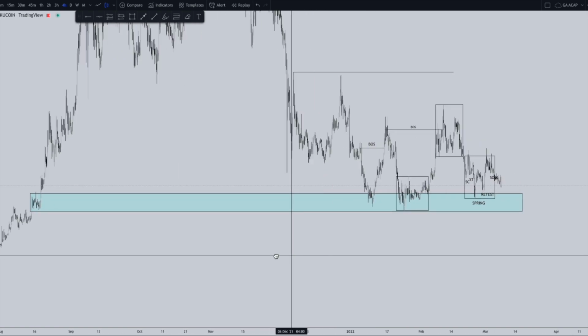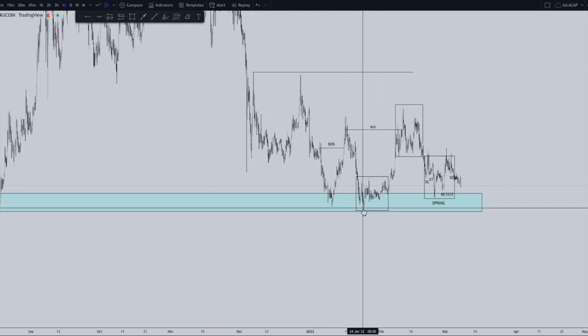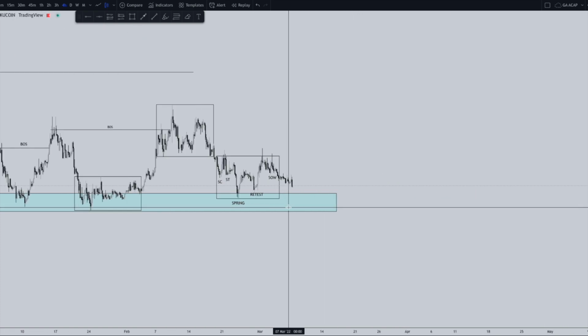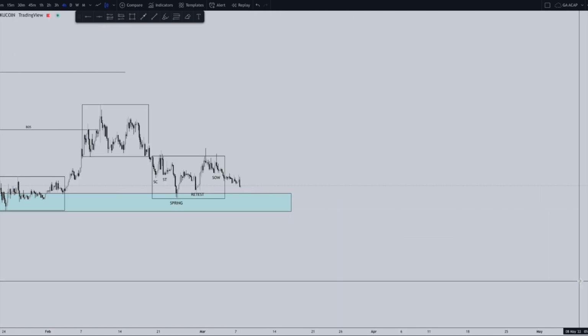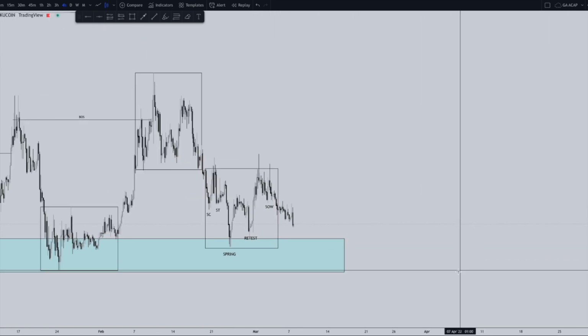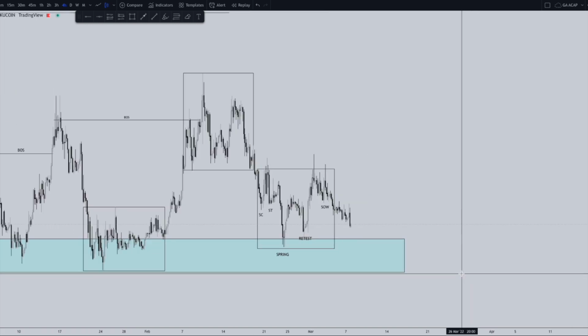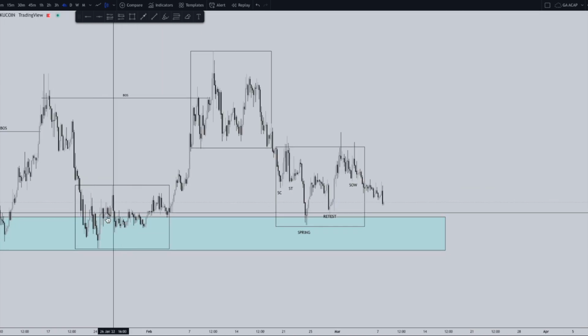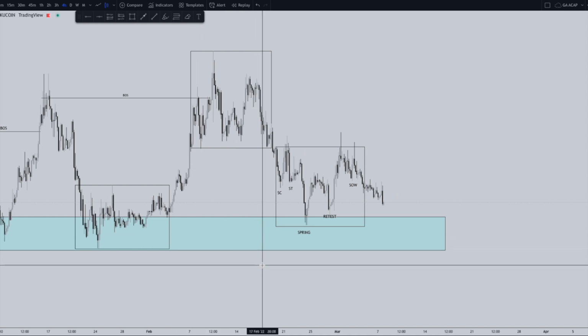Looking on the daily, this demand zone has been tested once, twice, three times, and it looks like it's going to be getting tested four times. So this is a very strong demand zone, as it shows. As well as that, it also shows that there is lots and lots of liquidity based below this demand zone.